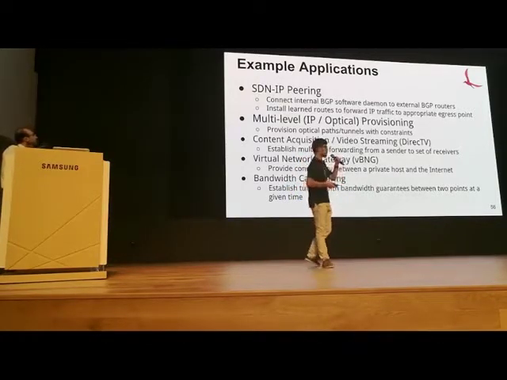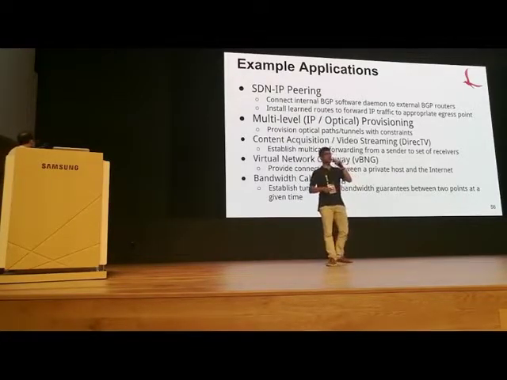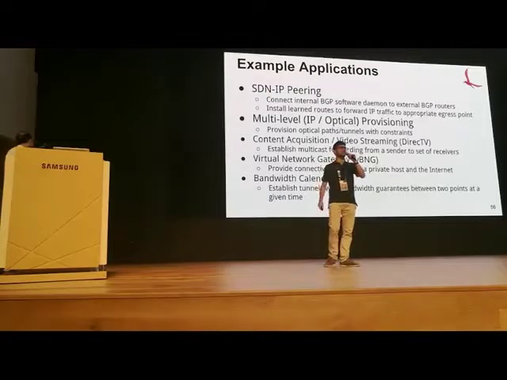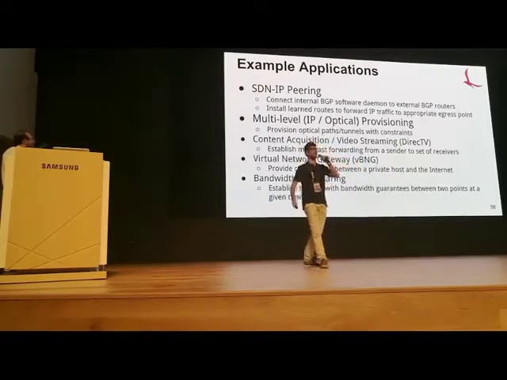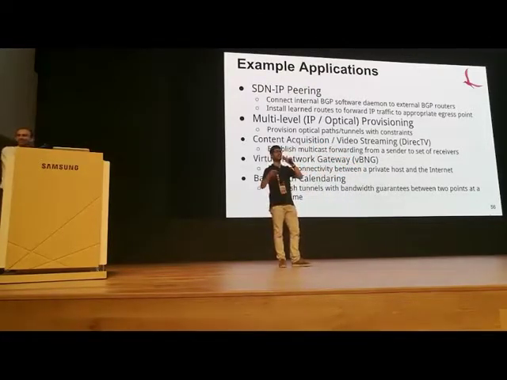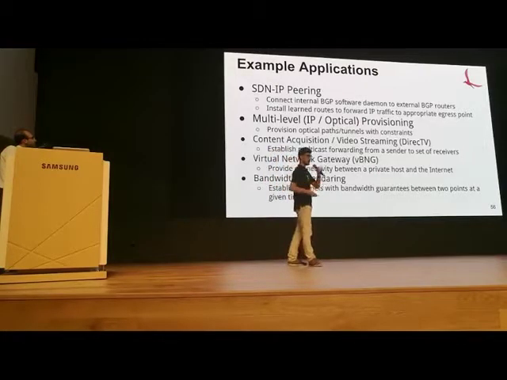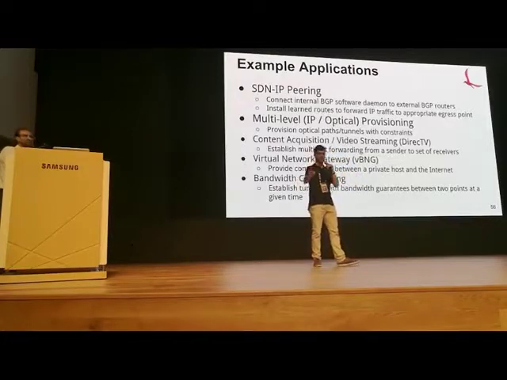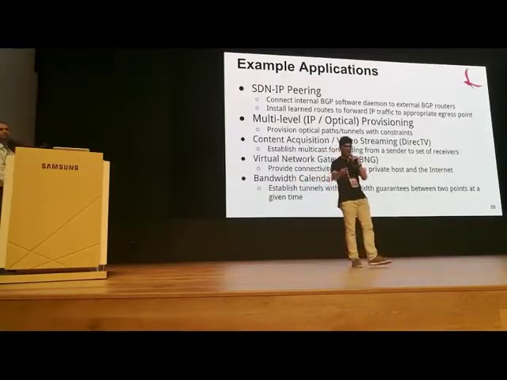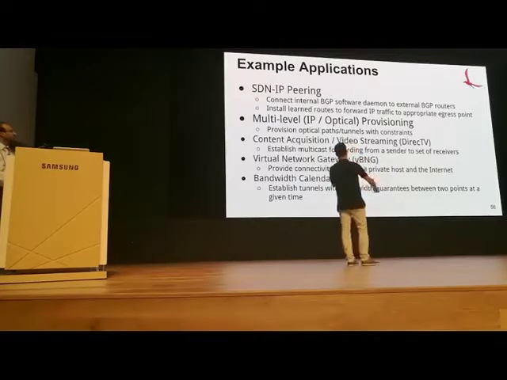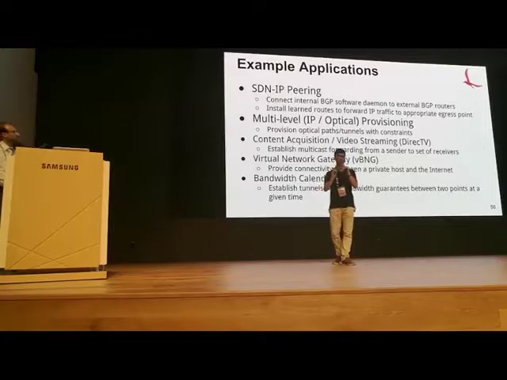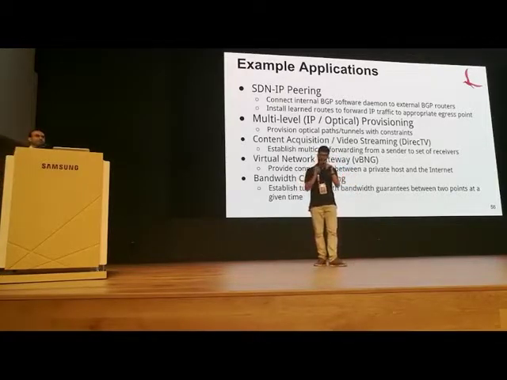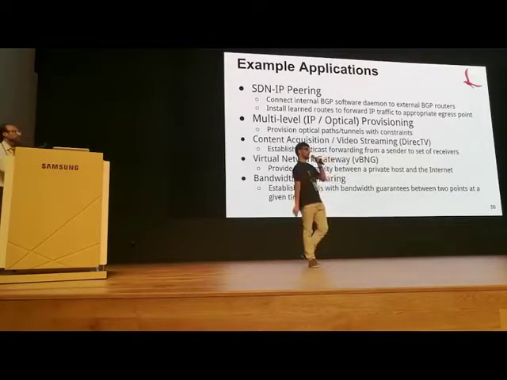Some example applications: SDN-IP, which basically exposes ONOS through a set of BGP speakers, like an autonomous system. So other autonomous systems can connect to it and let traffic flow through it, and ONOS will deal with the rules internally on its own switches. We have packet optical provisioning, DirecTV, VNG, bandwidth calendaring. This is an ongoing list. We have more than 130 ONOS applications. So I bet that some of them will fit your needs.